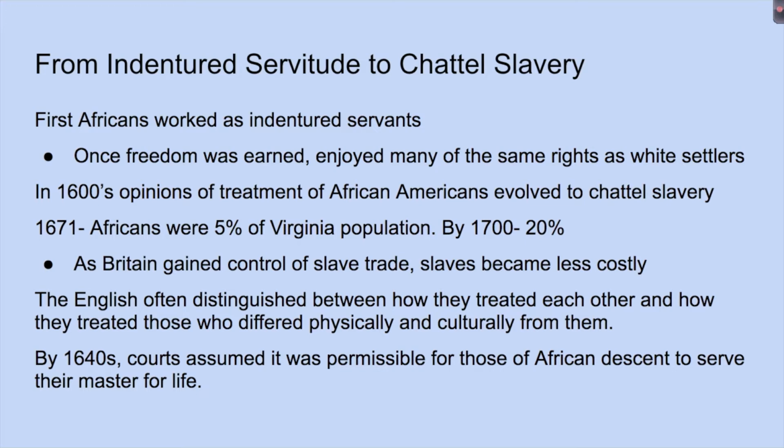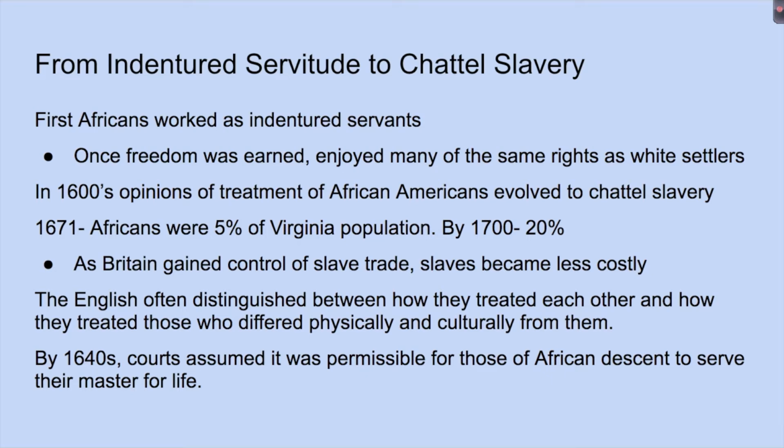So this was how it first started with the first Africans that came to the Chesapeake region. During the 1600s, the opinions on the treatment of African Americans did evolve into what becomes the norm, which is chattel slavery. Chattel slavery is a form of slavery in which the enslaved are treated legally as property. So they were seen as the same as their livestock, a bulk of crop, a piece of land. This is where slavery evolves to.